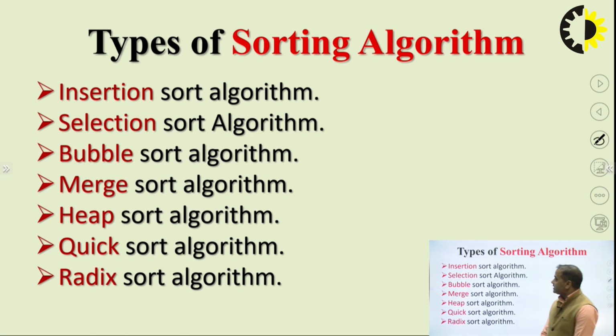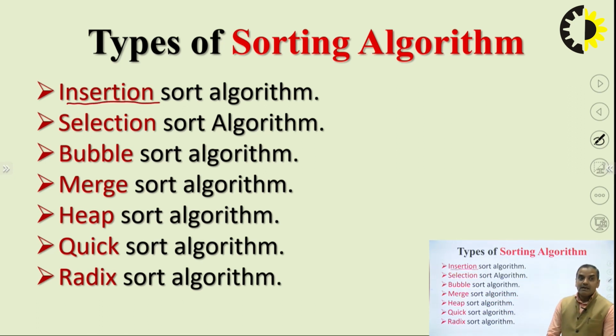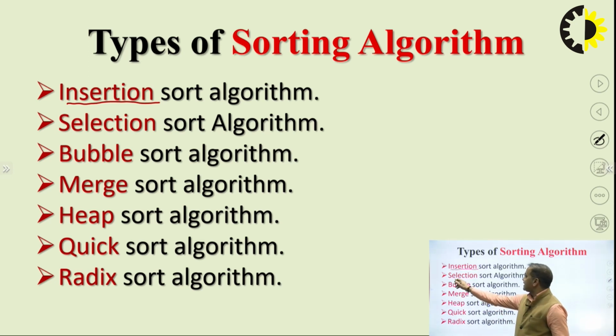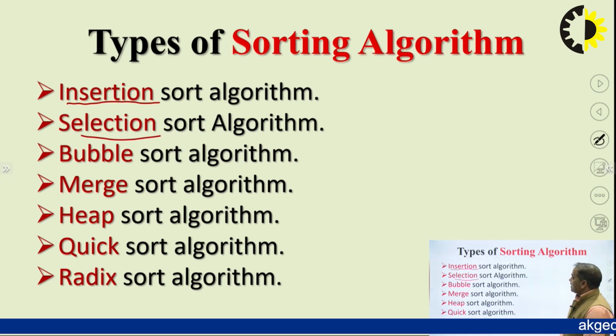The first one is insertion sort. This is a simple algorithm which is used to sort the given data if the number of elements is small. Now the second is selection sort, then bubble sort, merge sort, heap sort, quick sort, and radix sort algorithm. In different sorting algorithms, we use different methods, and here we only discuss insertion sort.